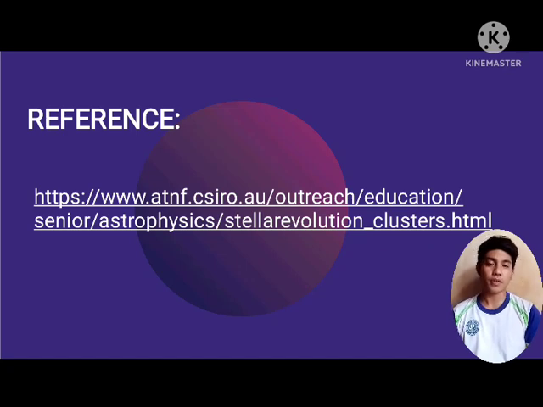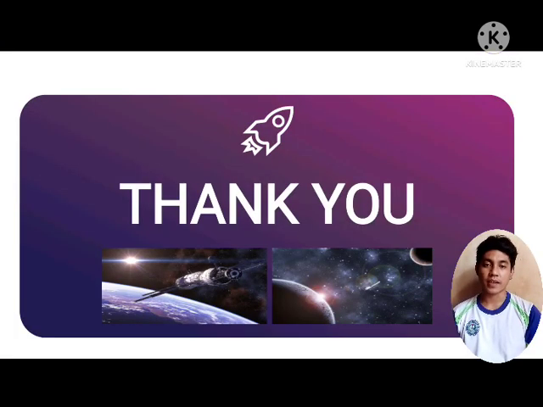Open clusters typically contain hundreds of stars, are located in the plane of the galaxy, and have diameters less than 30 light years. Associations are found in a region of gas and thus contain extremely young stars.